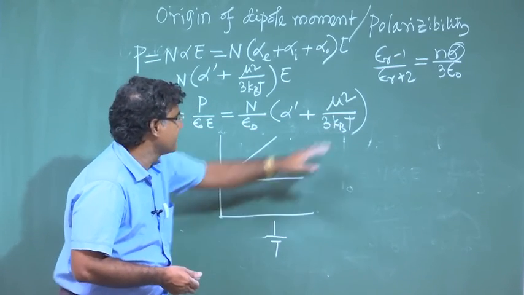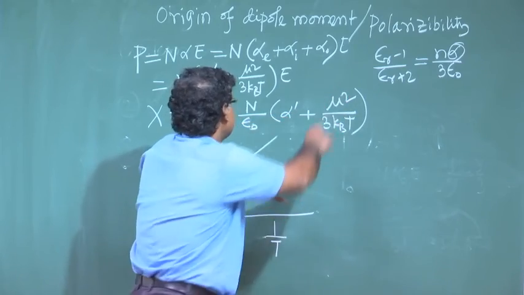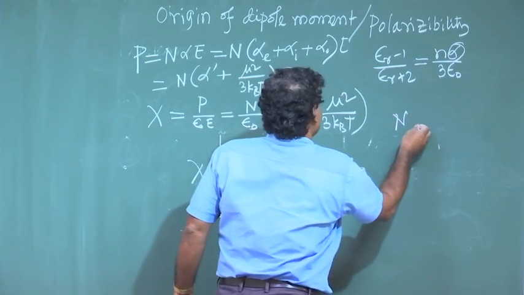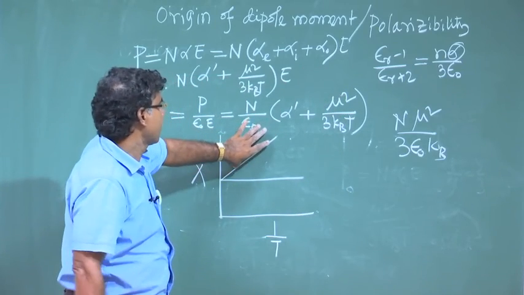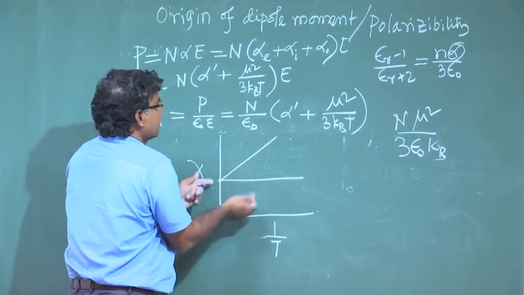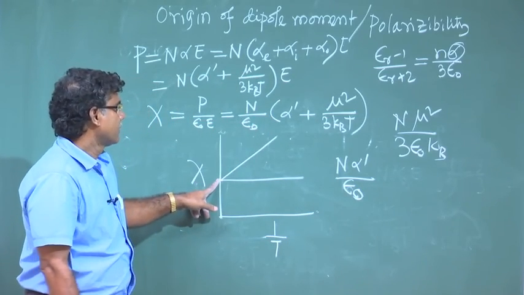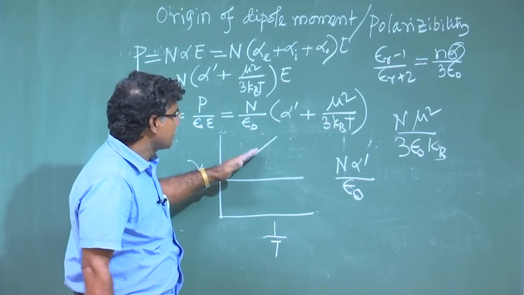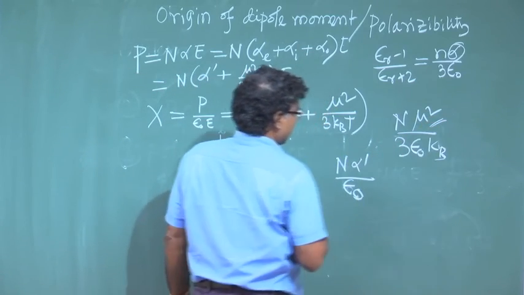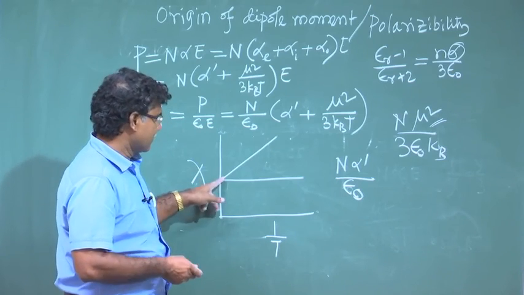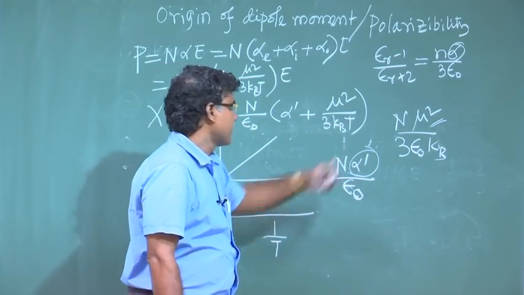It varies with 1 by T, so this will be the slope: N mu squared by 3 epsilon 0 kB. And the intersection here is N alpha dash by epsilon 0. So you can tell this is a polar dielectric, and from the slope one can find the dipole moment, and from the intersection one can find the polarizability, which is independent of temperature.